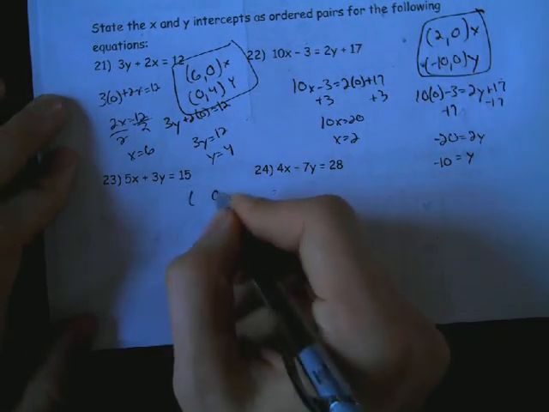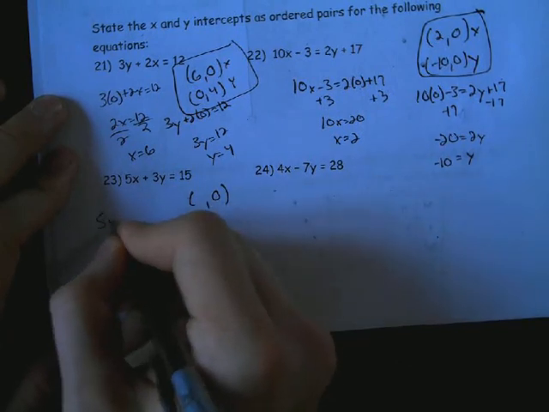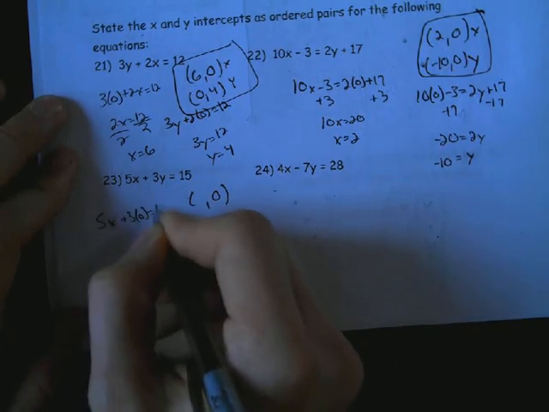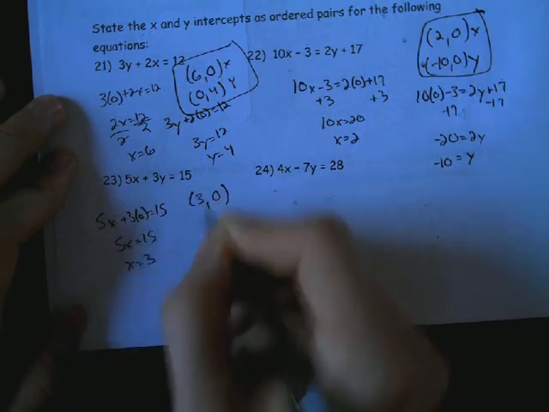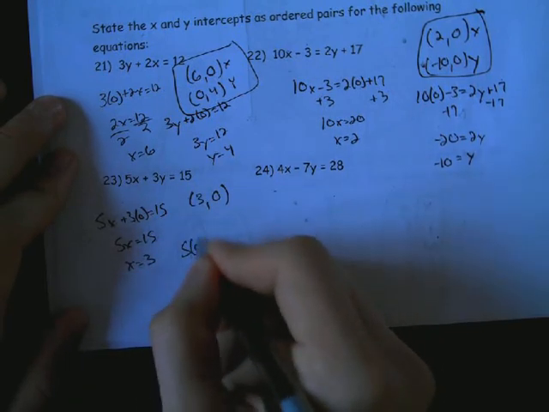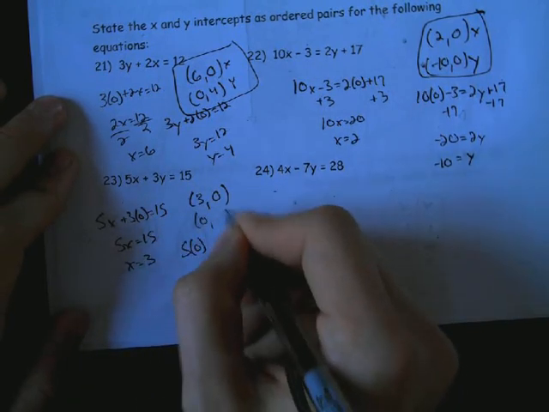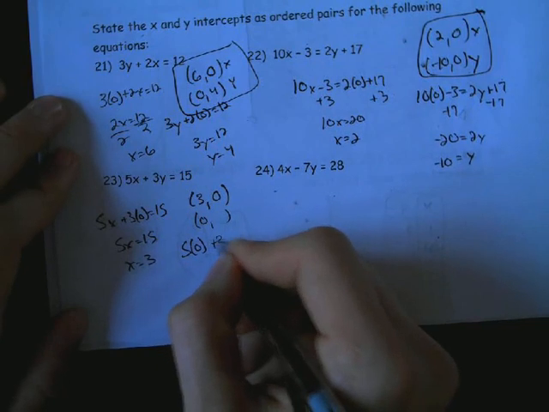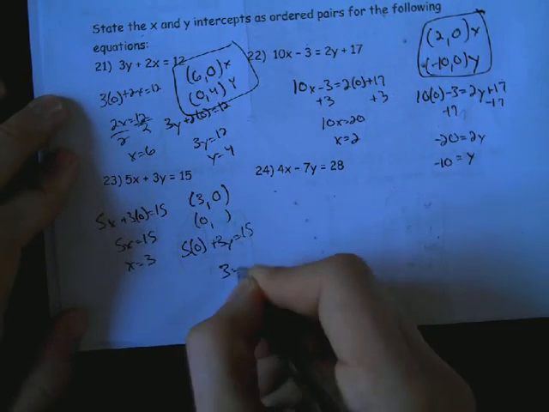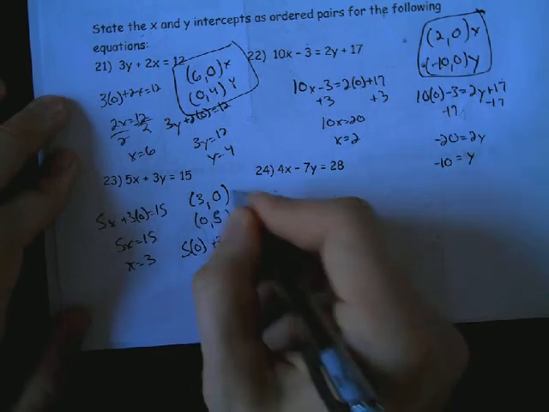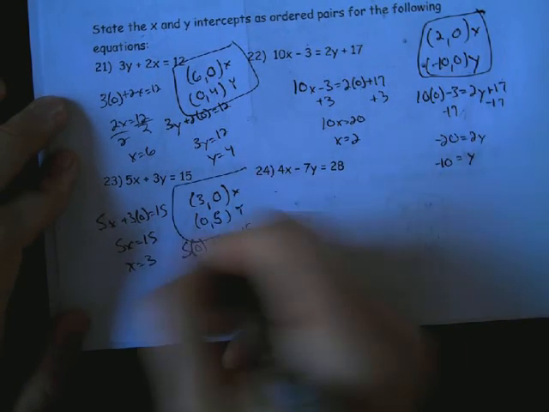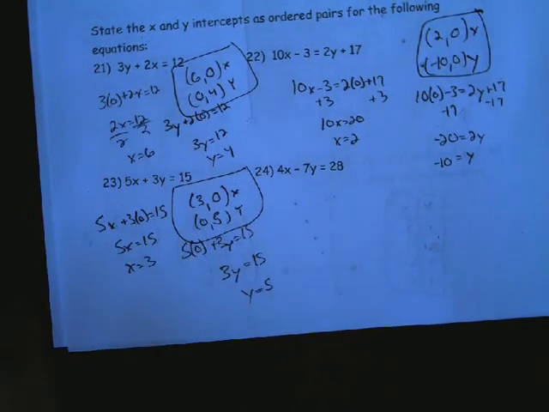Starting it up, 0 for y. I've got 5x plus 3 times 0 is equal to 15. So 5x is equal to 15. X is equal to 3 when y is 0. And for my y-intercept, I know x is 0. So 5 times 0 plus 3y is equal to 15. 3y is equal to 15. Y is equal to 5. So when x was 0, y was 5. Boom. Last set of intercept problems.